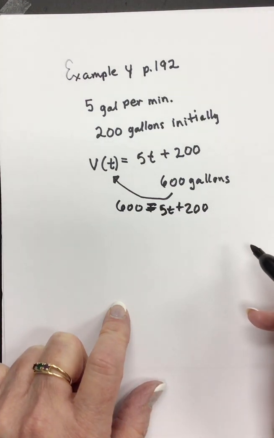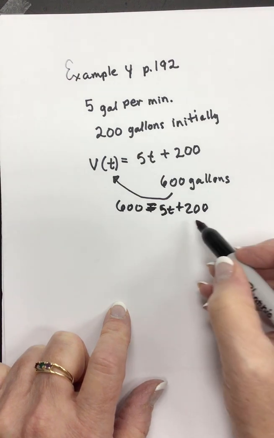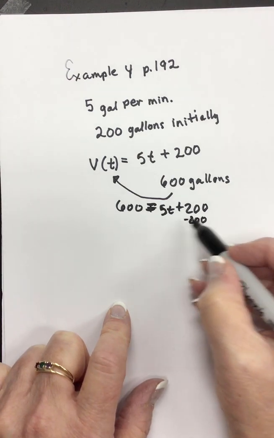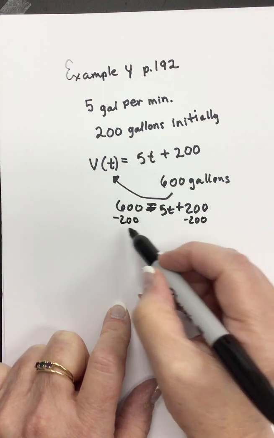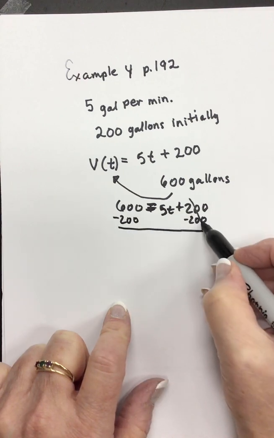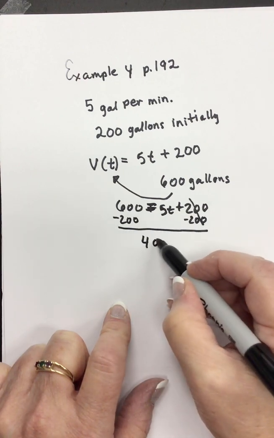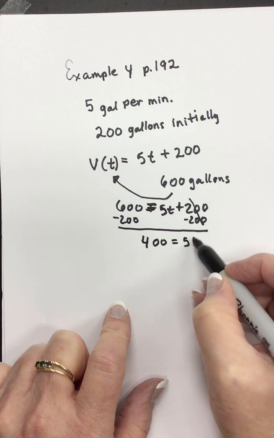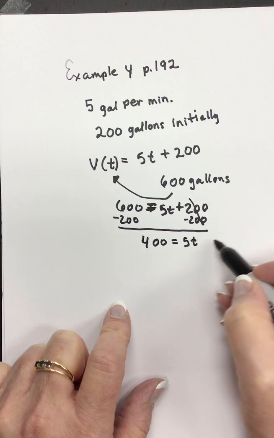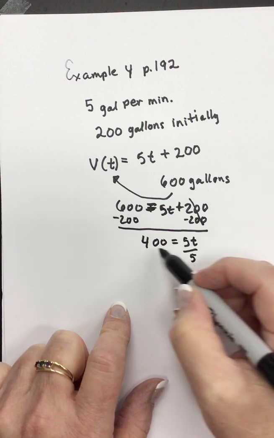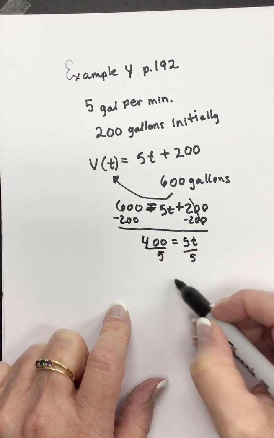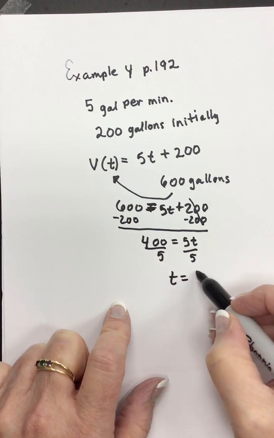So what do I do to solve for T? I subtract 200 from both sides. This cancels to be 0. 400 equals 5T. So now what do I do? I divide by 5. So this gives me T equals 80.